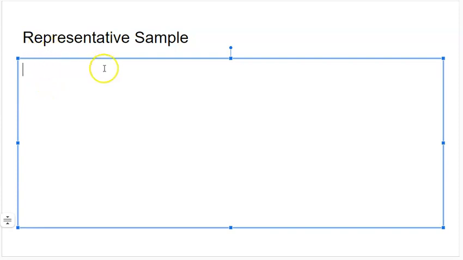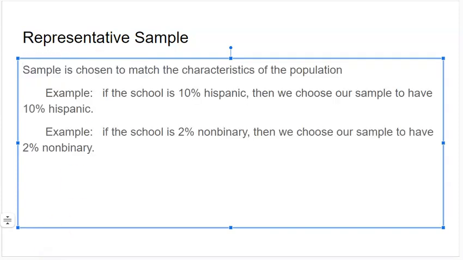Our second word is representative sample. A representative sample is when the sample is chosen to match the characteristics of the population. Some examples of representative samples: if the school is 10% Hispanic, then when we're choosing our sample, we make sure we have 10% Hispanic in our sample to make sure that their voices are heard. Or if our school is 2% non-binary, then we would choose our sample to have 2% non-binary. Whatever it is we're looking at, we want the general population percentages to match our representative sample.